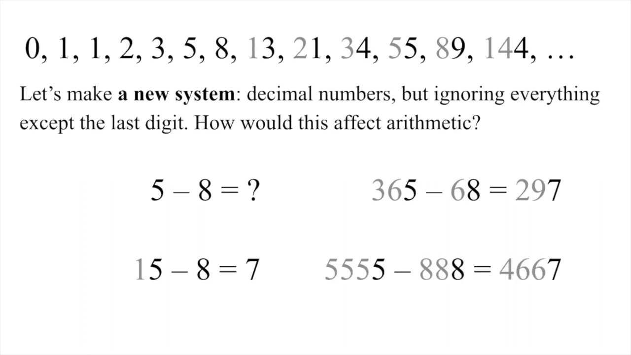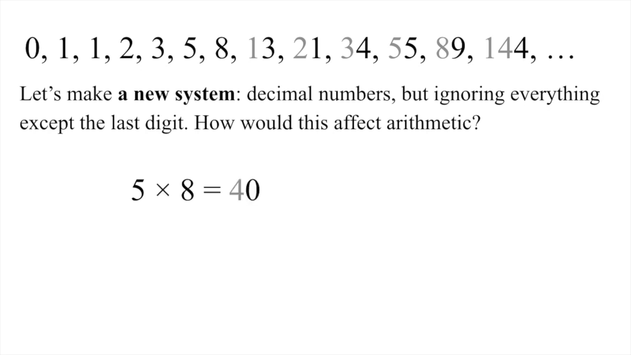And 5,555 minus 888 is 4,667. All of these subtractions give us a 7 in the last digit. So it seems like the system is trying to tell us that 5 minus 8 equals 7. Now, this is weird, but it's not much weirder than 5 plus 8 equals 3.